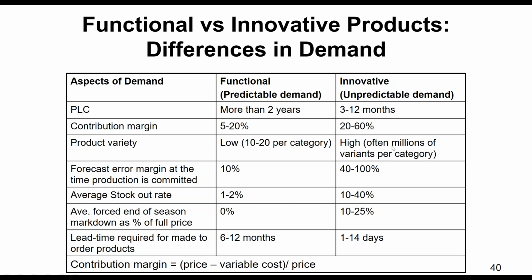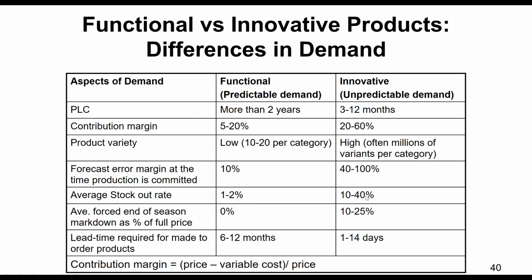Product variety: very low versus high, millions of categories. Variants are available per category within the brand, across the brands, across the vendors. Forecast error 10%, right? So that's where it goes very high in innovative products. Average stock out rate 1 to 2%. You will always find those things available on the rack.